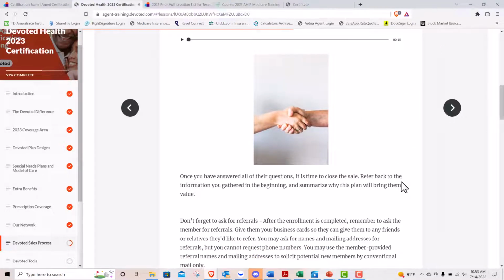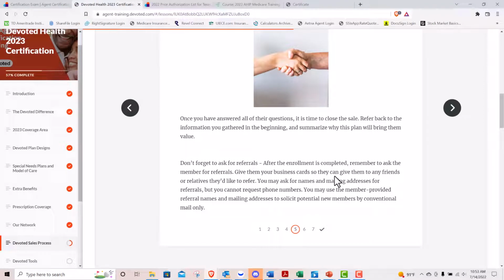Finalize the sale. So make sure you ask for referrals, but we're not allowed to request phone numbers. We can only use conventional mail. I am not sure. I thought we could use email, but according to Devoted, you cannot. I would double check that in the CMS marketing guidelines for 2023. But I do recall you could, before anyway, market as long as you have an opt-out button on your email, that you can actually send it via email.